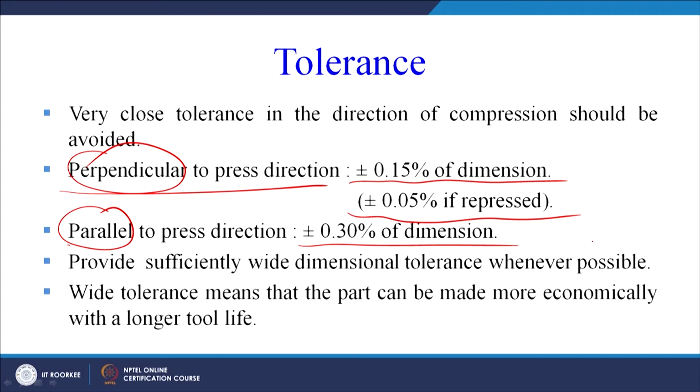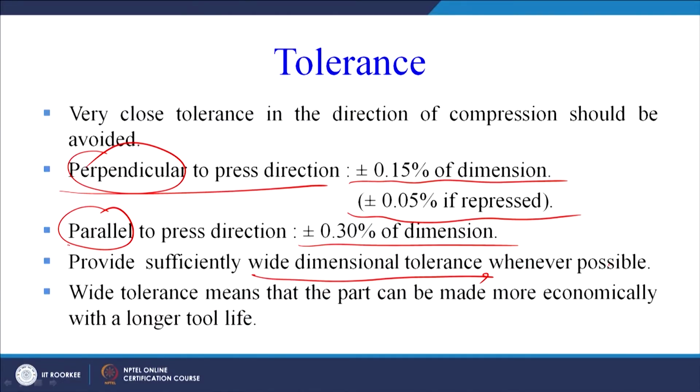Provide sufficiently wide dimensional tolerance whenever possible. So we must not be very rigid or very stringent about the dimensional tolerances. We must be quite relaxed as well as lenient while specifying the dimensional tolerances. Wide tolerance means that part can be made more economically with a longer tool life. So wide tolerance, which means that our tool life will be longer and the part can be made in a more economical manner. So with this we conclude this session number 25 and discussion for week number 5.